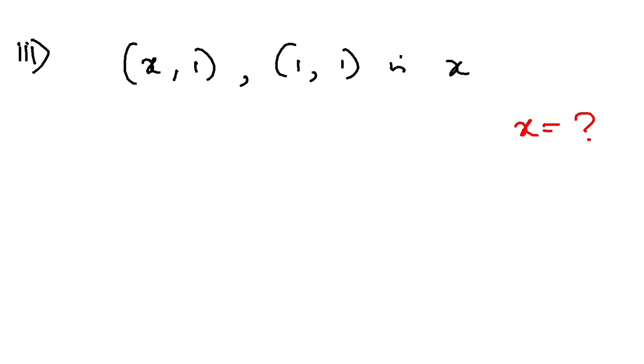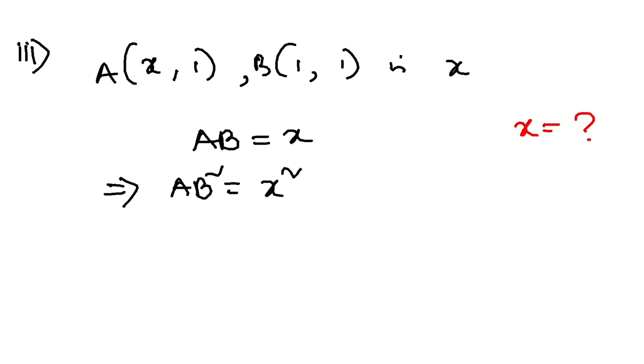Okay, so same kind of approach, A and B. So they are saying AB is x. That means your AB squared is equal to x squared. After that you can apply the distance formula and then solve for x. The answer for this particular question is x is equal to half.